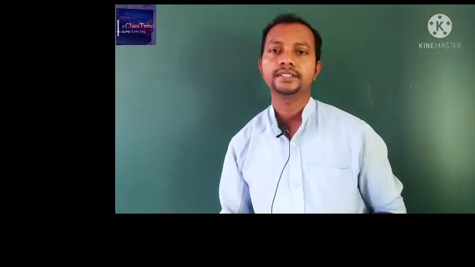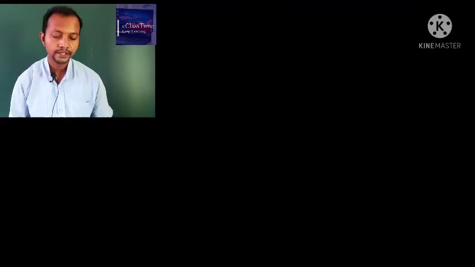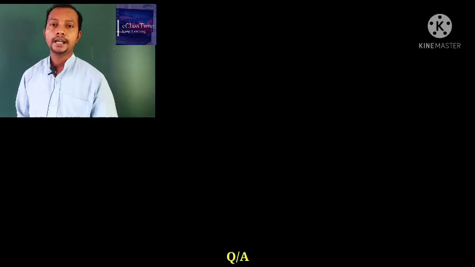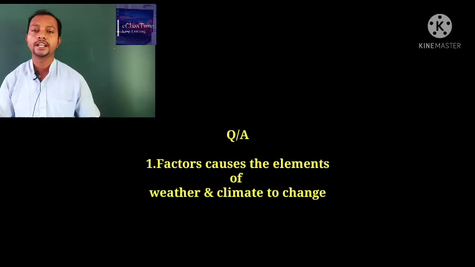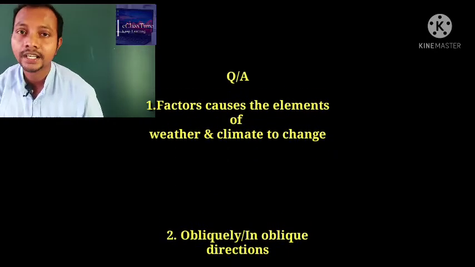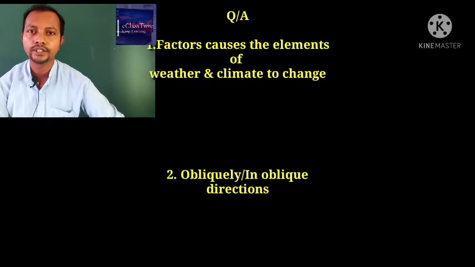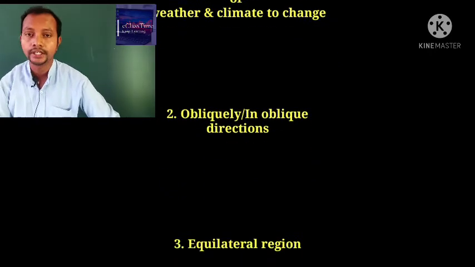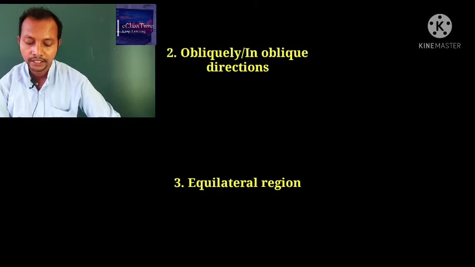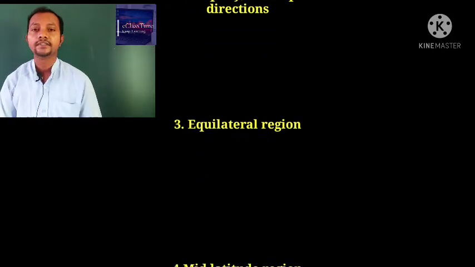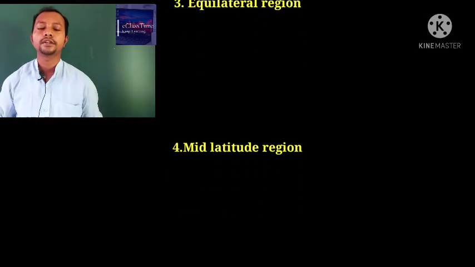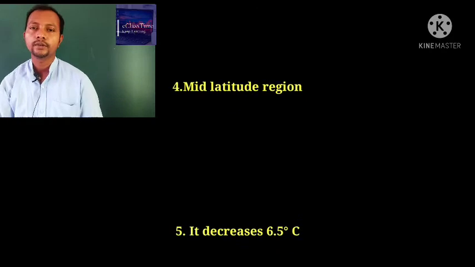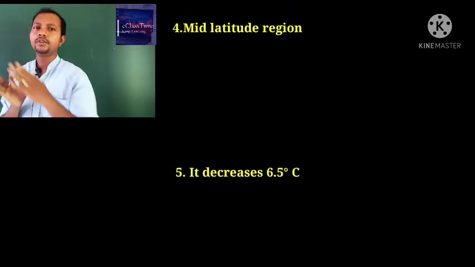So dear friends, prior to this video I had asked a few questions, like what is the cause because of which the elements keep on changing? The answer for that is the factor is the main cause which causes the elements to go on changing and which affects weather and climate. Next, in which direction does the sun ray travel longer? It is the oblique ray. When it is sliding obliquely, it goes longer.